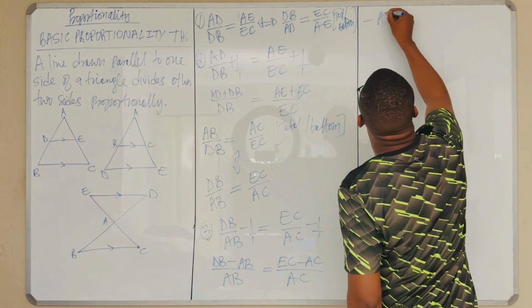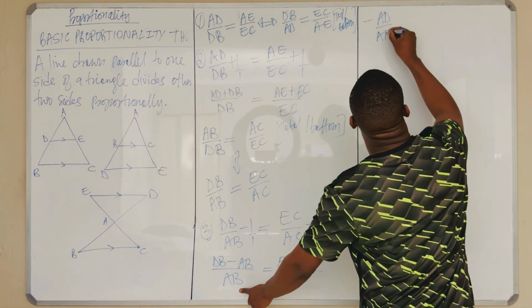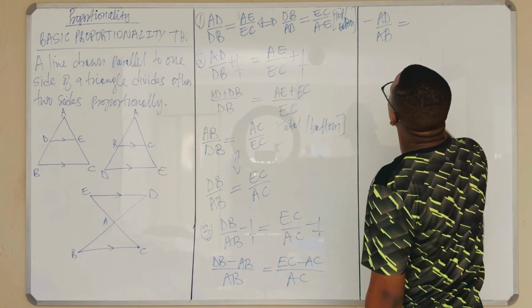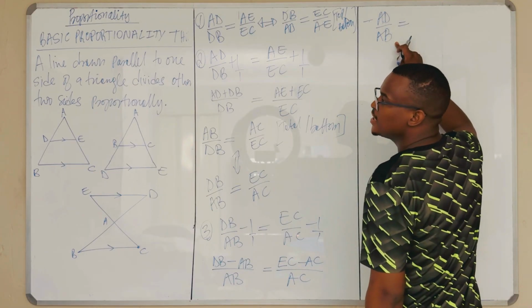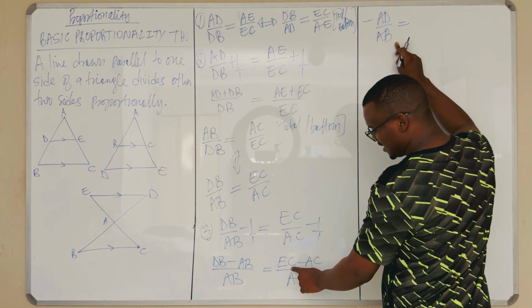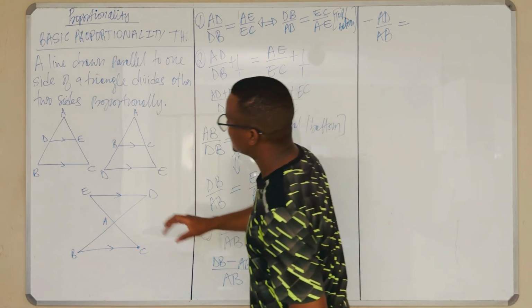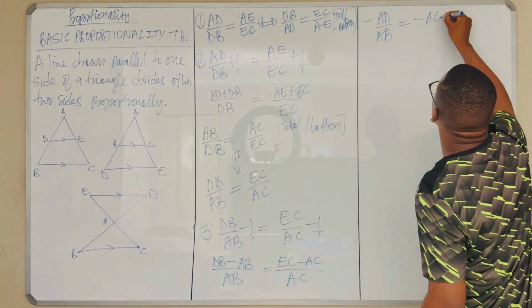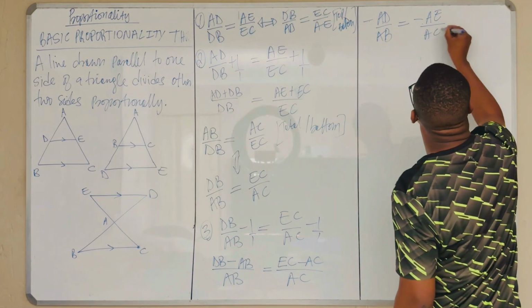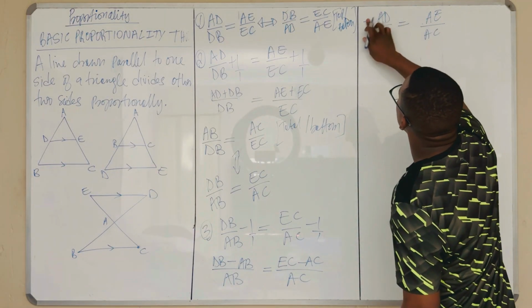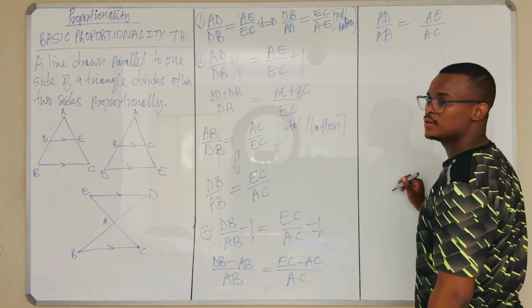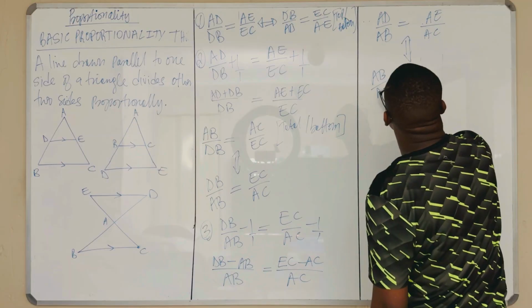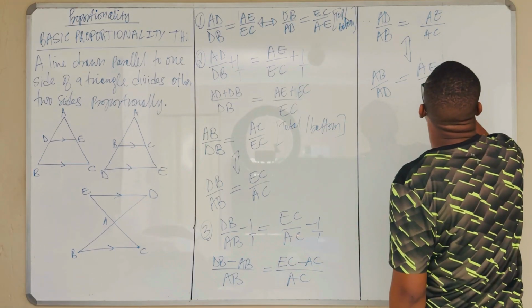So it's negative AD over AB equals what? Negative AD over AB equals, what is EC minus AC? You see, EC, which is this part, is going to be minus AC, minus AE over AC. Do you agree? So we can divide by negative both sides, and this is an outcome. This is a third outcome. Even its opposite will work as well. So you say AB over AD equals AE over AC.